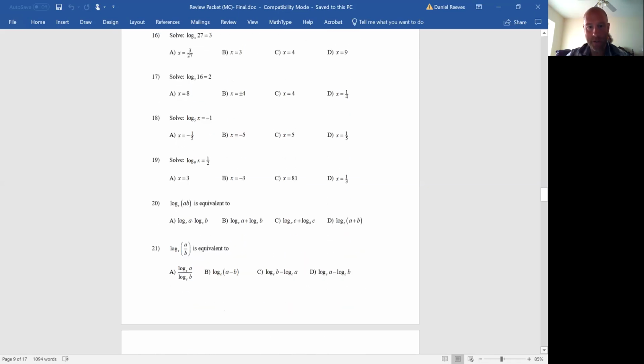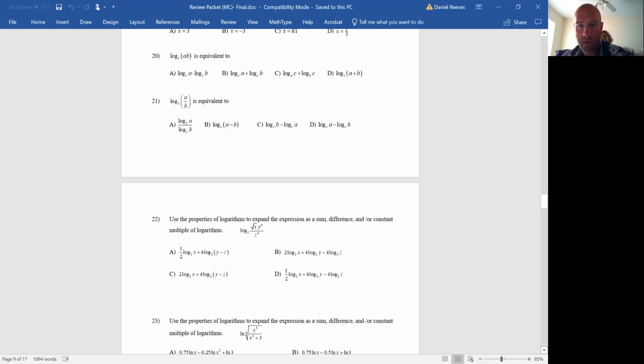22. Use the property of logs to expand. So this is going to be the log base 2 of square root of x. Well, that square root is to the 1/2 power. A power can become a coefficient. So I'm looking for 1/2 the log base 2 of x plus 4 times the log base 2 of y. And I can see already that my answer must be D.